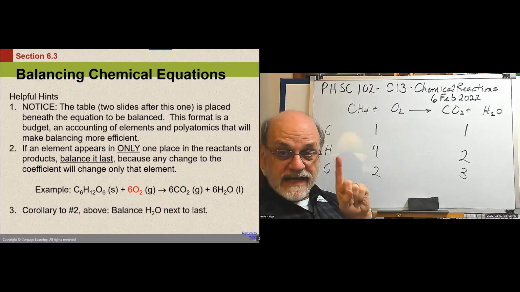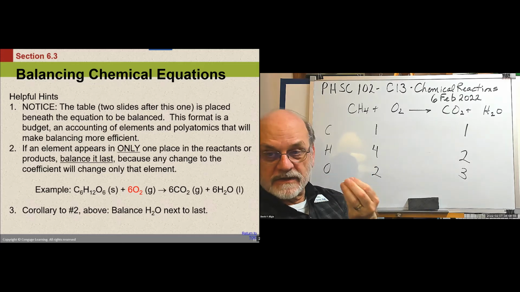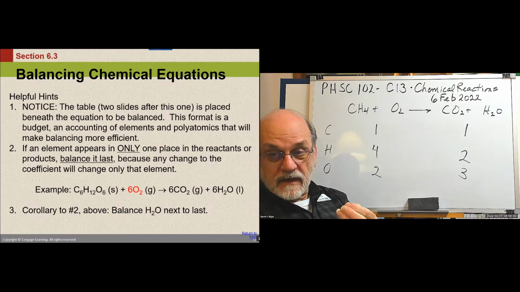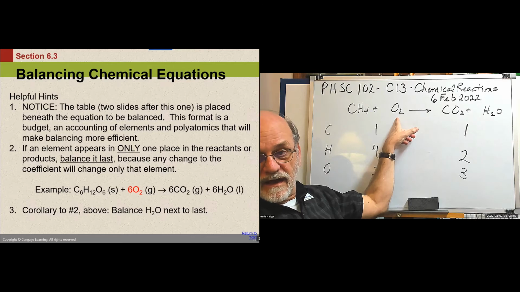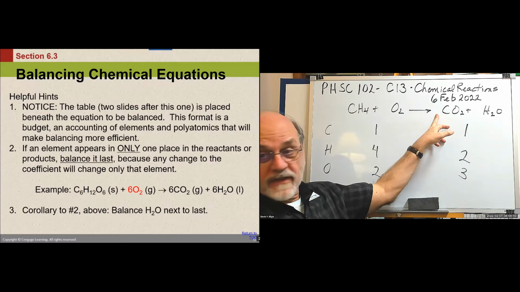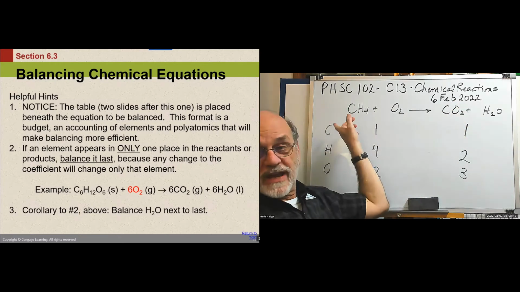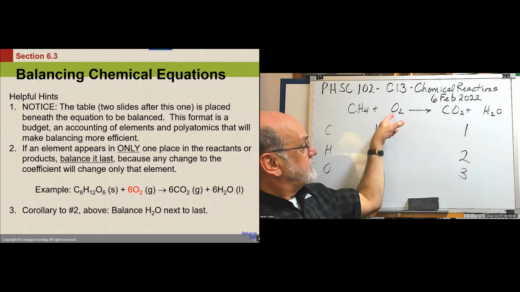If an element appears by itself, in other words, it is an element in the reaction, then leave that one alone until the last. The reason being, if you put a coefficient in front of that, it only changes that element. If you put a coefficient in front of the carbon and oxygen compound, it changes carbon and oxygen, which means you have to respond by checking the other side for the other element. So leave this one to last.